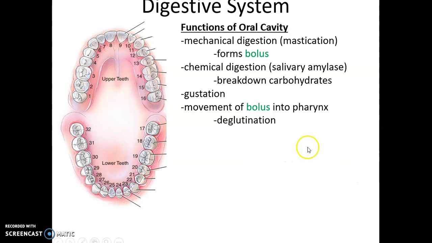Another function of the oral cavity is chemical digestion. As we know, saliva contains salivary amylase, and the amylase will begin the process of breaking down carbohydrates from big chemical structures to smaller chemical structures. We also have gustation, or the sense of taste, from the taste buds on the surface of the tongue. And then also we will need to swallow, the movement of the bolus into the pharynx, which is officially known as deglutination.